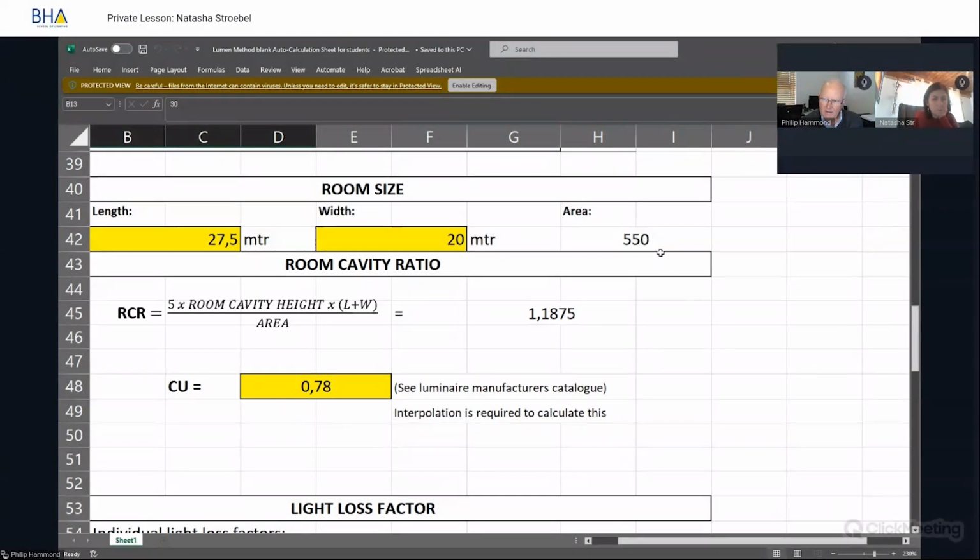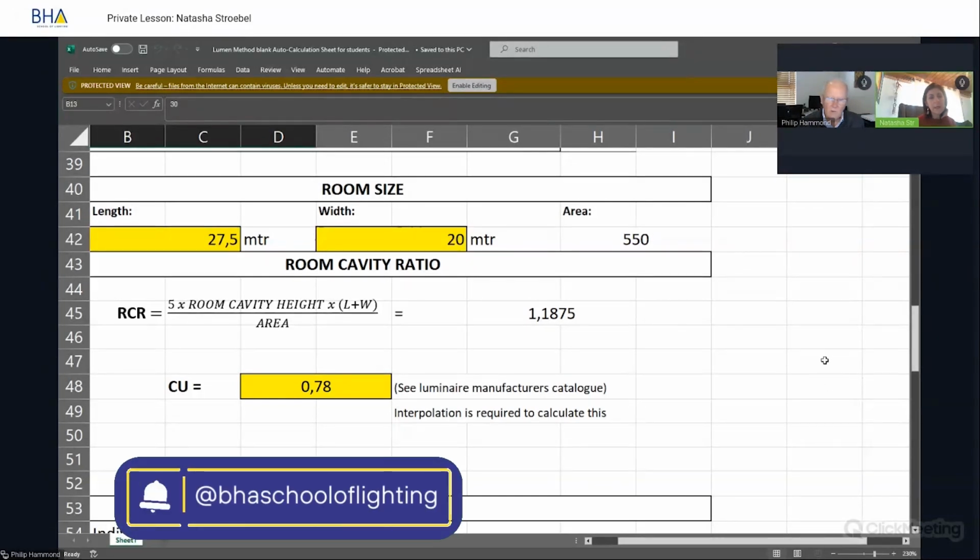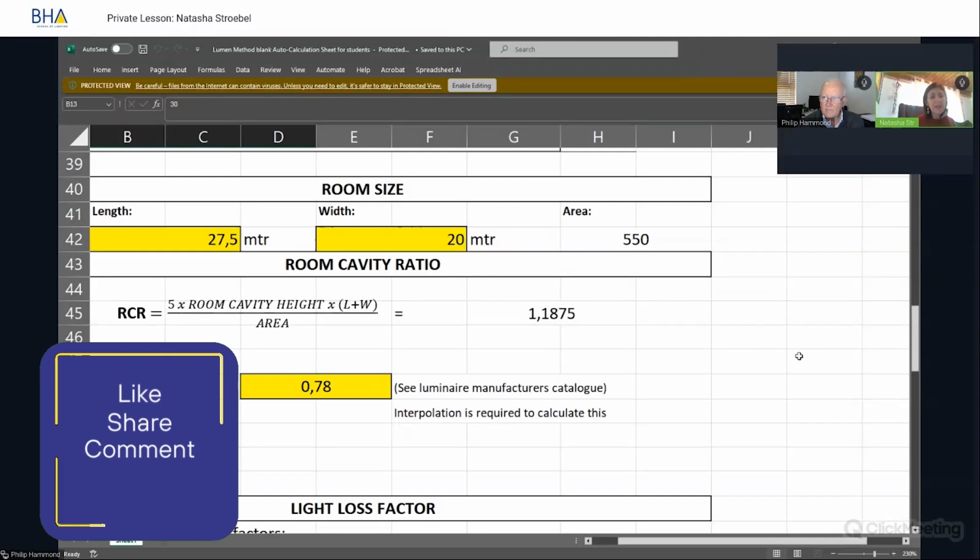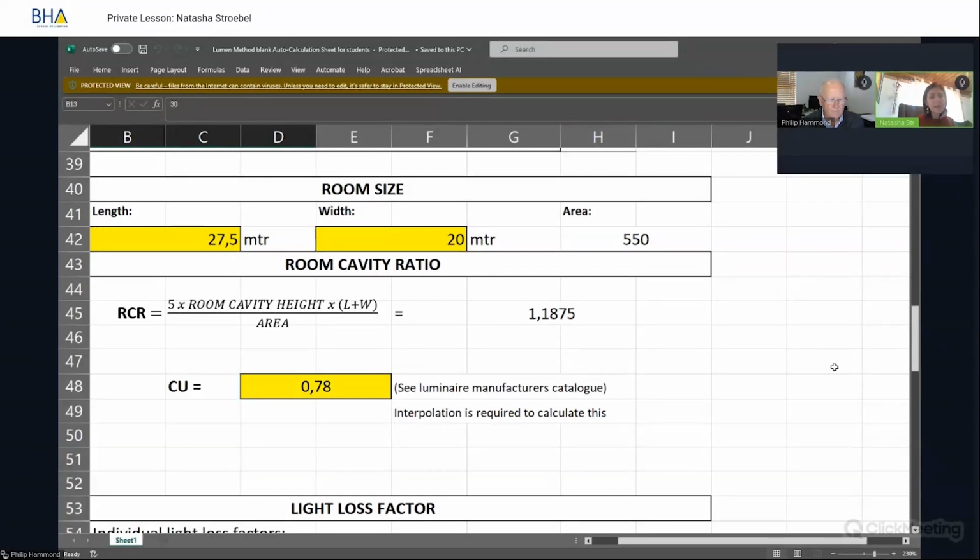Divided by 550. Okay, and then just on the mathematical side, you can do it on your scientific calculator, correct? Yeah. But if I wasn't doing it on a calculator, I would obviously do my brackets first, which would be my length plus my width, and then I would say the room cavity height times 5, and then I would times both of those together, and then I would divide by the 47.5 area and divide by 550. Yeah. Correct. Okay.